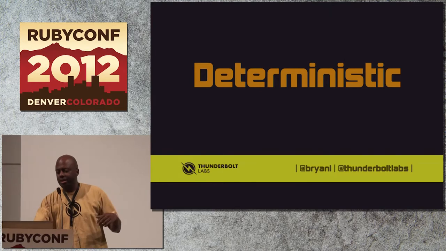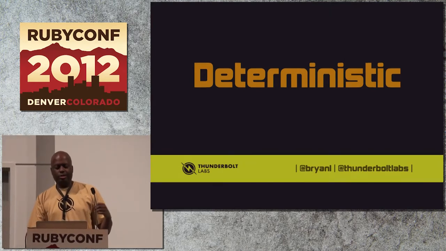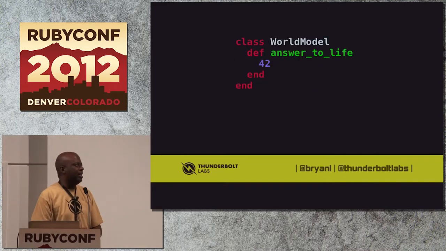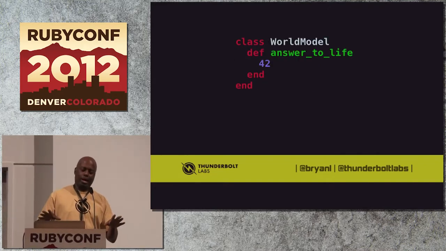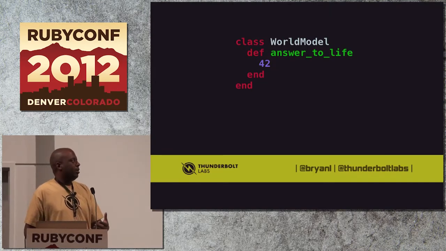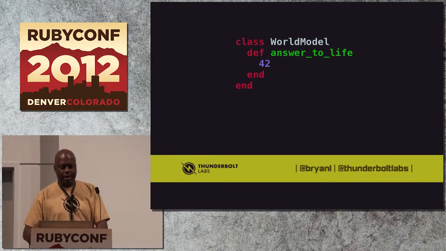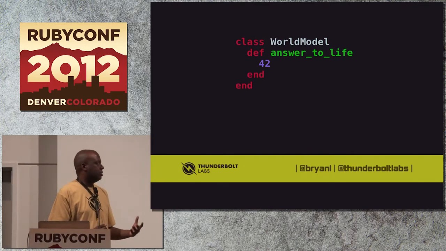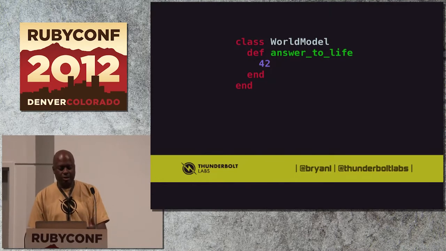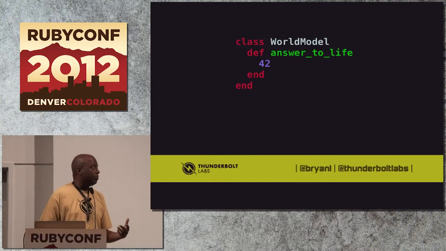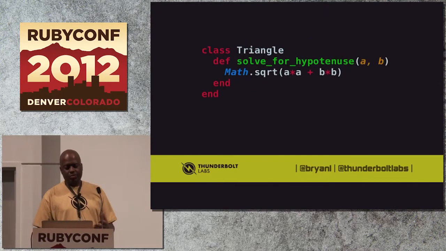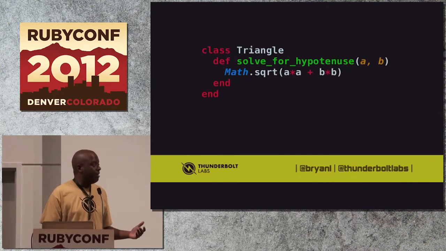The first word is deterministic. I thought the best way to show what a deterministic model would be is by writing some Ruby code that isn't a real model. We've all written code like this. This is a model of the world, and it has a method, answer to life. What makes this deterministic is that no matter how many times you run the answer to life method on the world model, you're always going to get 42. Very simple example here.